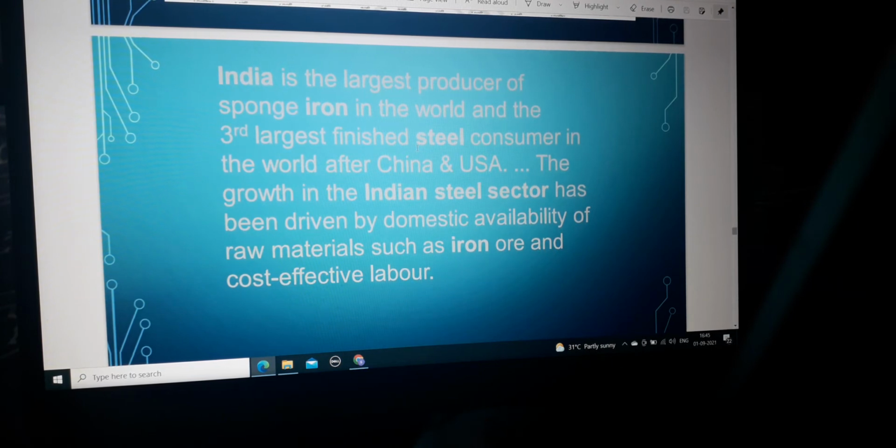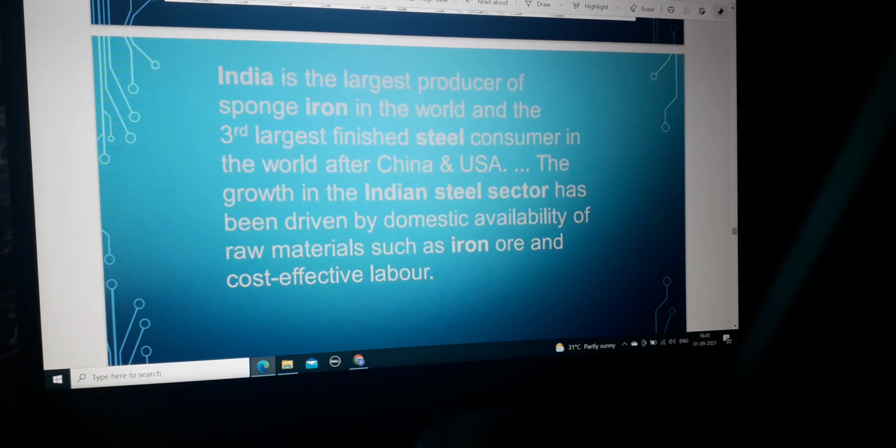ओके, sponge iron is known as steel, and the largest producer and consumer is China, USA, and then India. The growth in the Indian steel sector has been driven by domestic availability of raw materials such as iron ore and cost-effective labor.